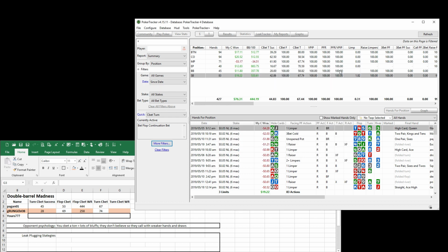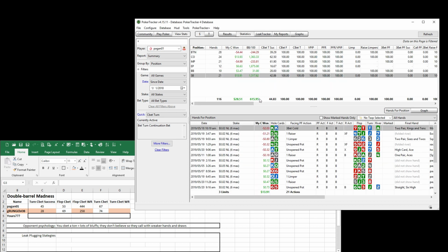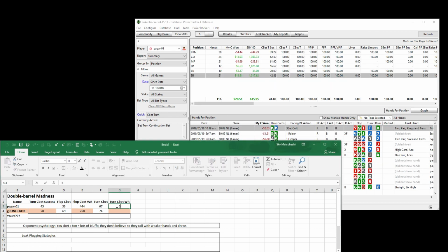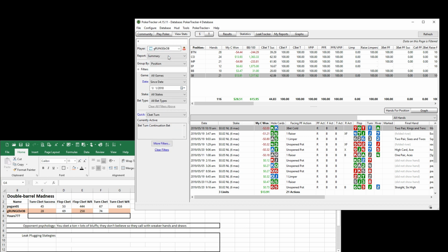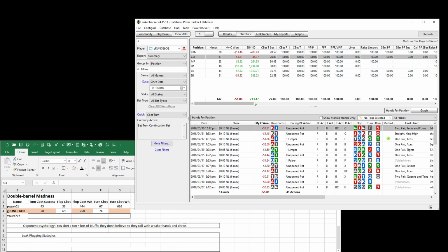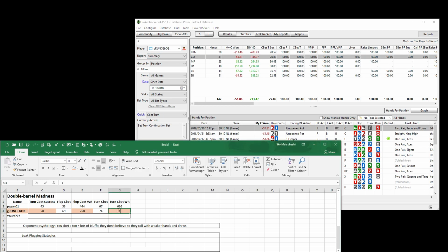Turn c-bet, oh my gosh, what is it? 616 big blinds. Great, that is perfect. For every turn c-bet Pagan makes, on average, they earn 6.16 big blinds per turn c-bet, which is great. 444 up to 616. That's a lovely win rate right there. No problems for Pagan in regards to Double Barrel Madness. But what do we get? Grunge Bob? Ooh, 213. How interesting, right?